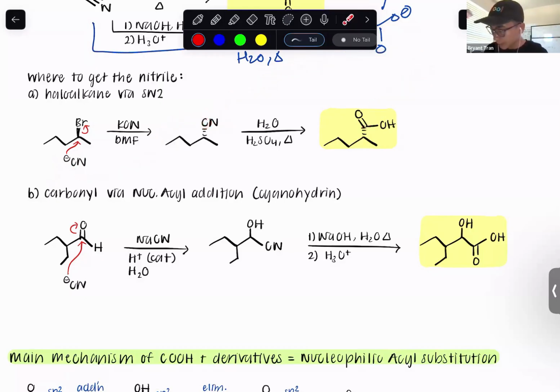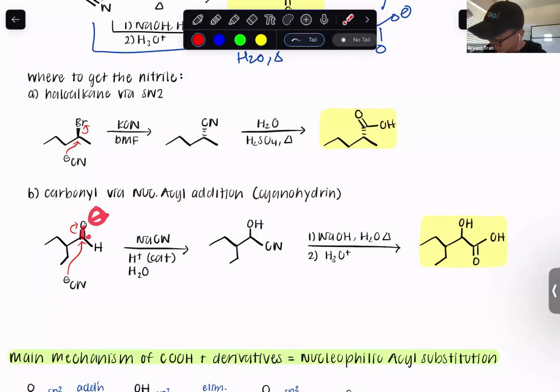Okay, so another way to create that nitrile is through nucleophilic acyl addition to create the cyanohydrin. So if you have an aldehyde or ketone, and you have a CN minus, this CN minus can attack this electrophilic carbonyl carbon, creating a new bond between this carbon and that carbon. But that's going to break the octet rule for this carbon right here, because that carbon already has 4 bonds, 1, 2, 3, 4. If it creates a new bond with that nitrile, we have to pop this double bond onto the oxygen to conserve the octet rule. So 2 electrons from this bond are going to go onto that oxygen, giving this oxygen a negative charge, right?